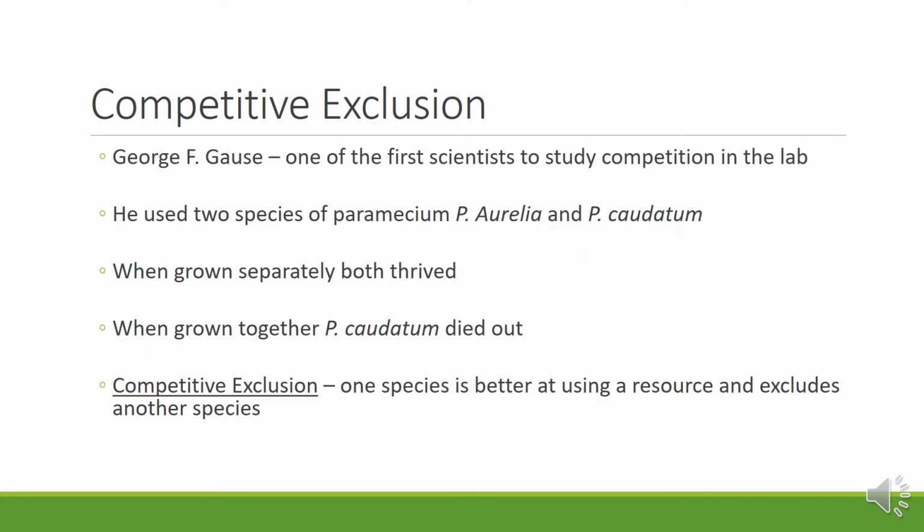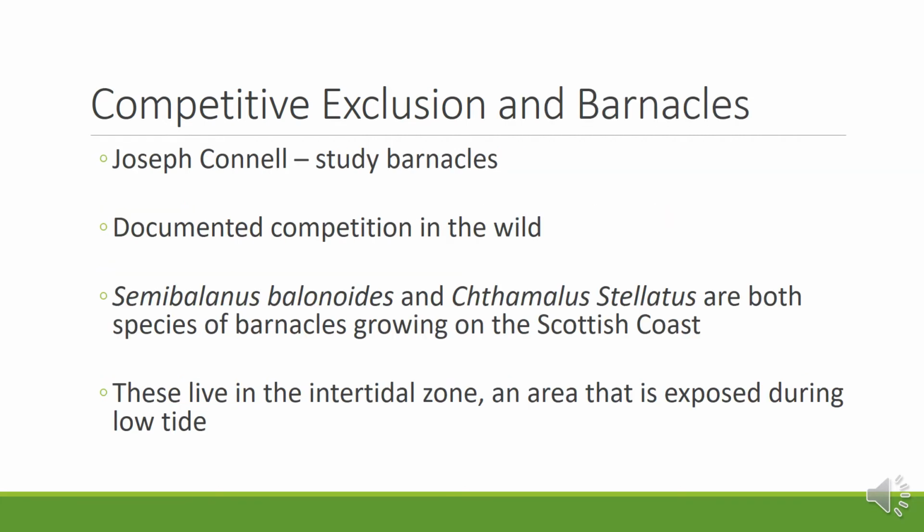Competitive exclusion. George F. Gause. He's one of the first scientists to study competition in the lab. He used two species of paramecium, Paramecium aurelia and Paramecium caudatum. When grown separately, both of them were very successful. They both thrived. They had a large number. When grown together, P. caudatum died out. This is competitive exclusion, that one species is better at using a resource and excludes another species. That caudatum was not allowed to use the food supply, and so they all died out.